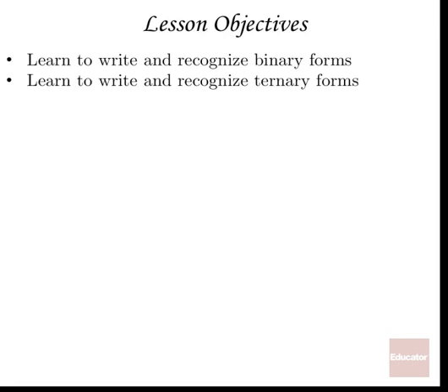So the lesson objectives for today are pretty simple. We're going to just learn to write and then recognize binary forms, and then we're going to do the same thing with ternary forms. So first we'll look at the structure of the forms, and then we'll write them out in a four-part style.